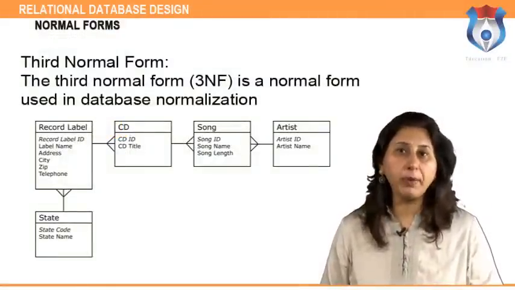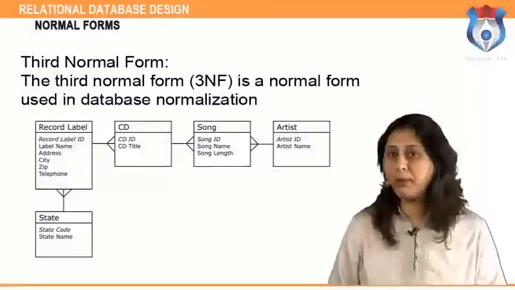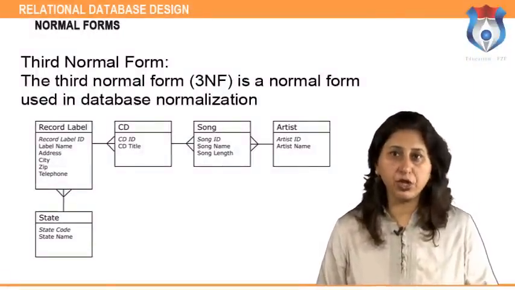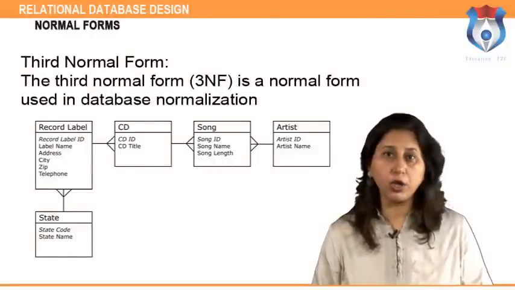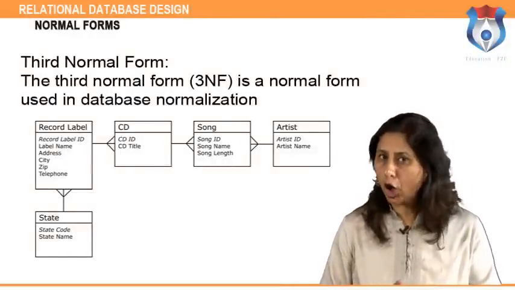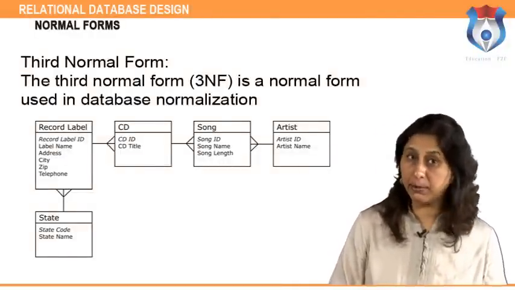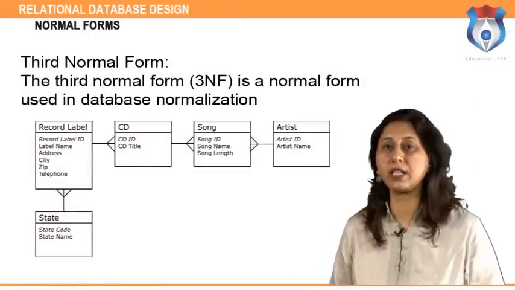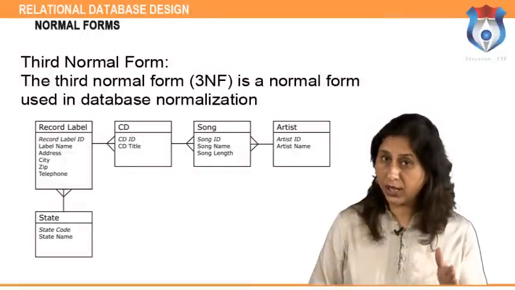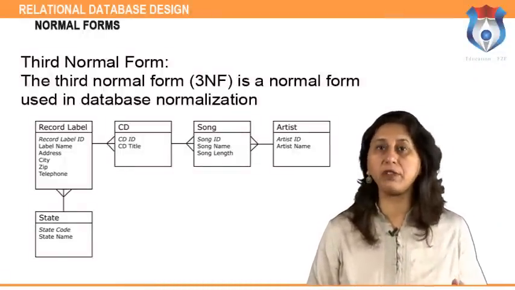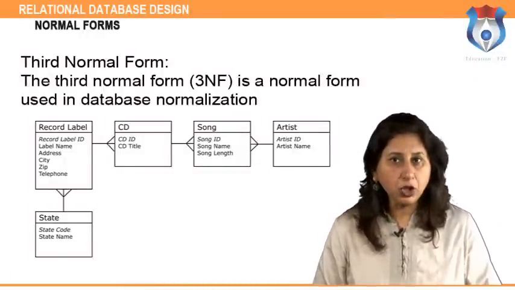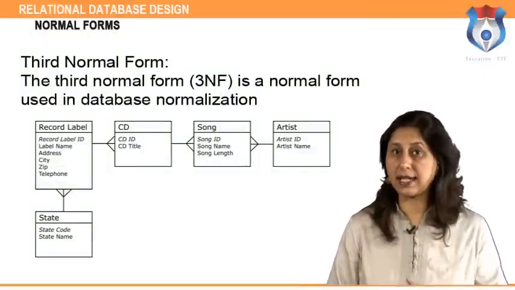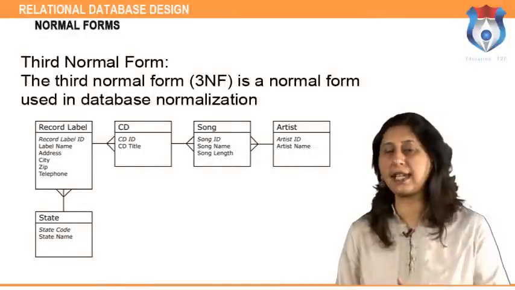The third normal form, 3NF, is a normal form used in database normalization. 3NF was originally defined by E.F. Codd in 1971. Codd's definition states that a table is in 3NF if and only if both of the following conditions hold: The relation R (table) is in second normal form, 2NF. Every non-prime attribute of R is non-transitively dependent, that is directly dependent, on every candidate key of R.